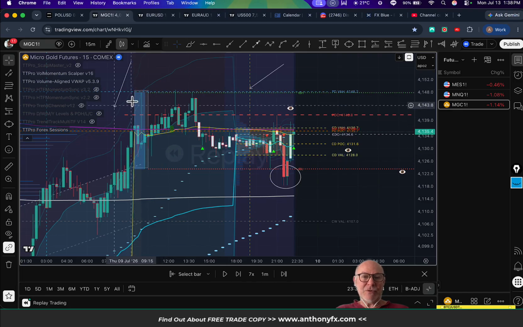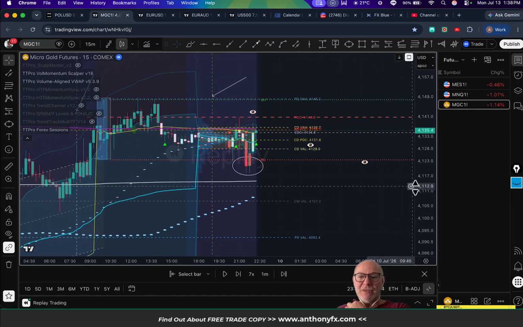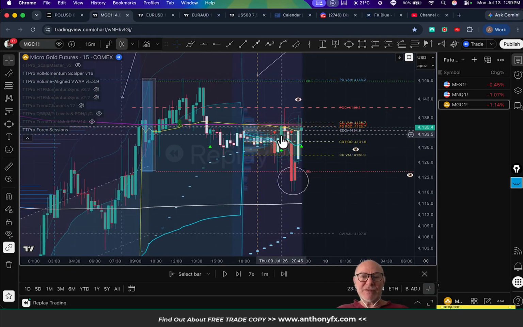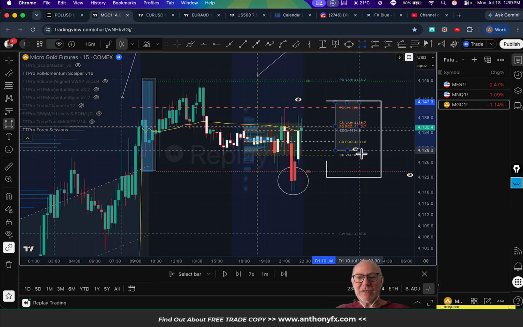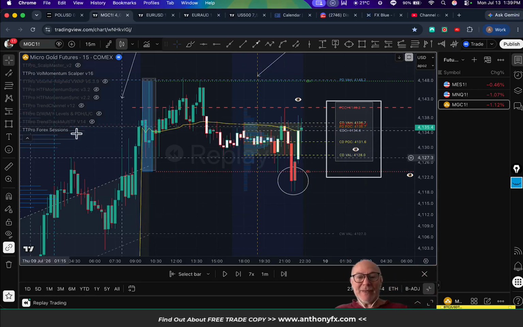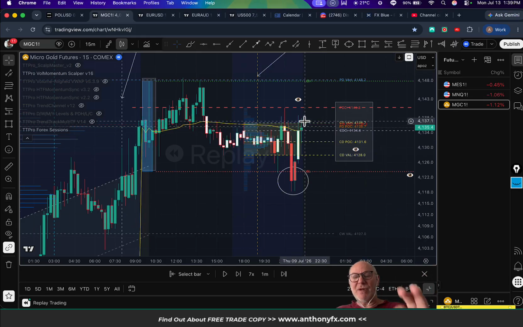Initial balance, New York, 930 to 1030. Break above or below. Breaks below, I'm going to be looking for sell opportunities. And I use two things. One is my volume profile, and it kicks off here at the opening bell. And I want this range. See the cluster? All right, now we've got the initial balance. Then we've got the volume profile cluster. It's complicated stuff, but I'm keeping this really simple.